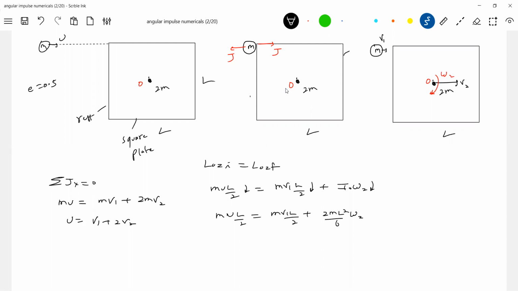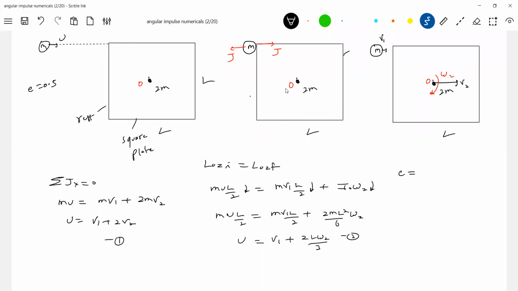How many unknowns are there? Again the same: v1, v2 and omega 2. So I need one more equation. If you eliminate m and L and also 2, this gives u equals v1 plus 2L omega 2 by 3. That is equation 2. I need one more.